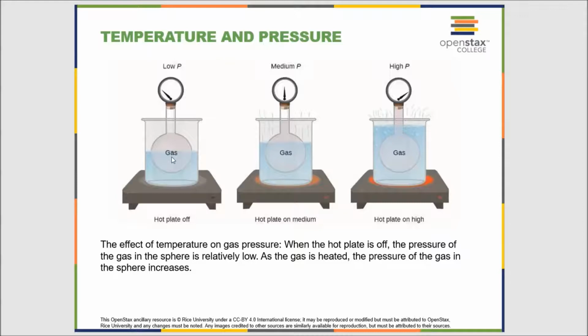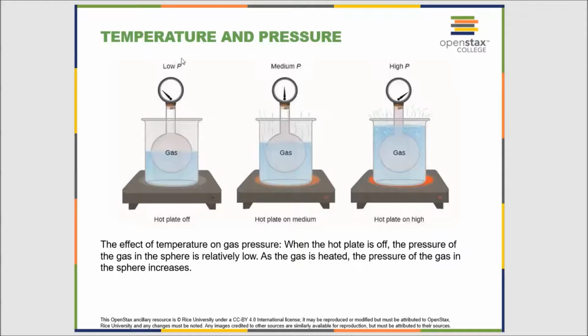As this gas is heated by turning the hot plate on to medium and then finally on to high, you'll notice that the pressure increases. Well, why is this the case? This is the case because the molecules of gas inside of the container are moving faster. If those molecules are moving faster, they're hitting the sides of the container more often and with more force. Since the amount of force they exert when hitting the walls of the container is the pressure, the pressure is increasing because the gas molecules have more energy and exert more force on the walls of the container.